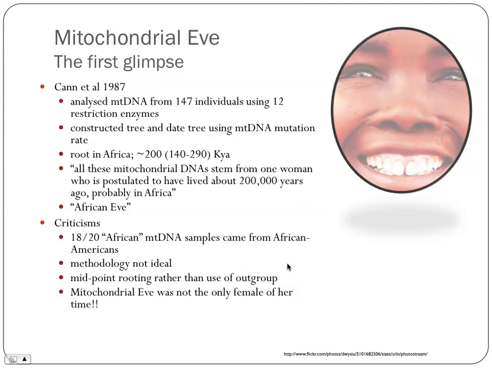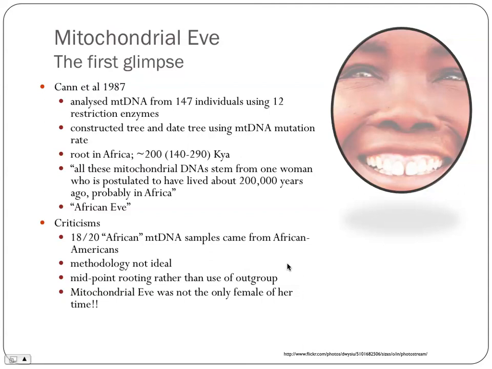There were some criticisms of that paper. It was not perfect by any means. 18 out of the 20 so-called African samples actually came from African Americans. And we know that African Americans have quite a considerable admixture from European lineages and even, to some degree, from Native American lineages, so they're not purely African. The methodology wasn't ideal, with various problems there.